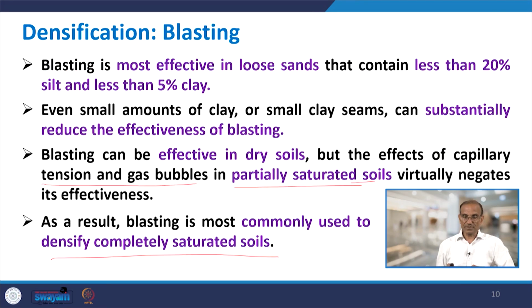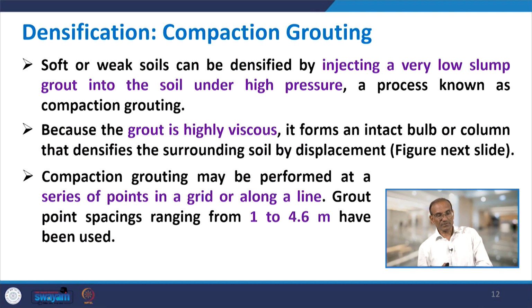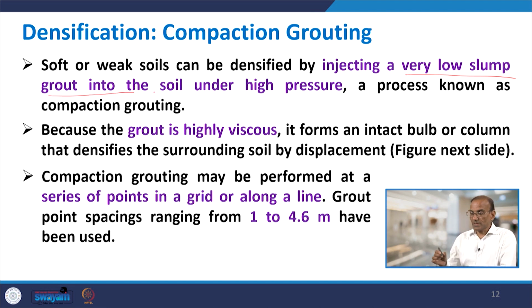So, now we are going to talk about compaction grouting. Soft or weak soil can be densified by injecting a very low slump grout into the soil. So, some foreign material, very low slump grout, is injected into the soil under high pressure, because it is a kind of fluid, and when you inject it inside the soil at a high pressure, then it can be densified, because it will fill its voids, and this process is known as compaction grouting. Because the grout is highly viscous, it forms an intact bulb or column that densifies the surrounding soil by displacement.